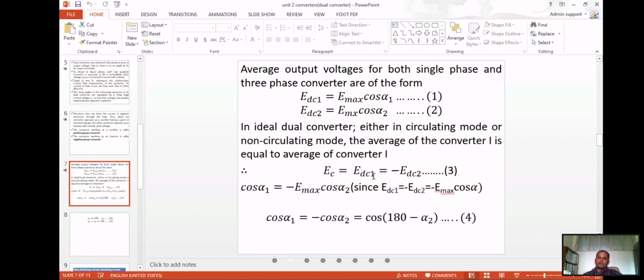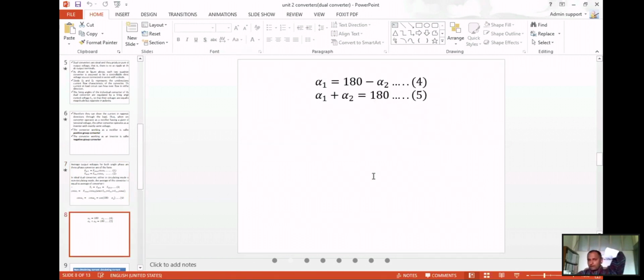So we can find that cos alpha 1 equals minus cos alpha 2, which is cos of 180 minus alpha 2. The polarity can be either, but the magnitude of the voltage will remain the same. So alpha 1 will be 180 minus alpha 2. So alpha 1 plus alpha 2 should equal 180 degrees.